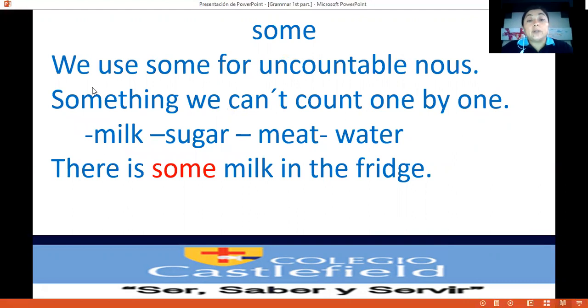Remember that we use some for uncountable nouns, something that we can't count one by one. For example, milk, sugar, meat, or water. And I have the example here. There is some milk in the fridge because we don't have a liter or maybe 2 liters or 3. No, we have milk and we don't know the liters, okay?